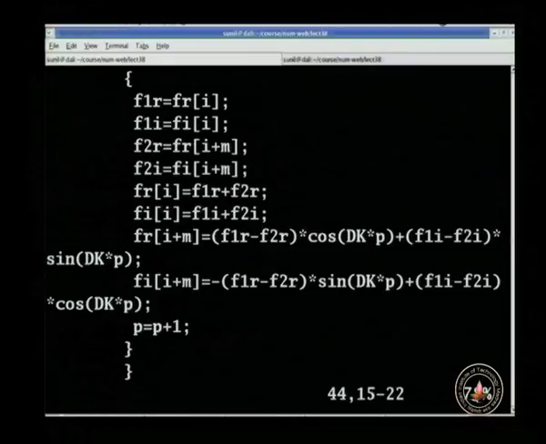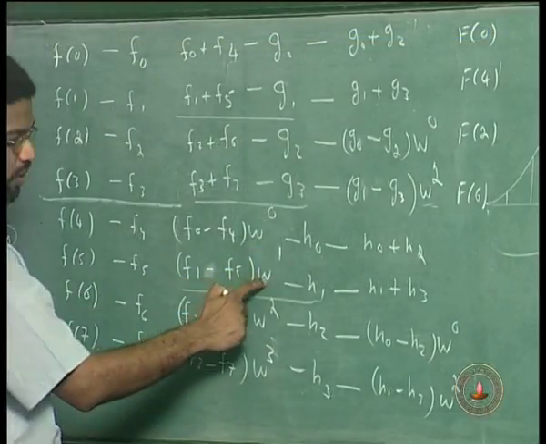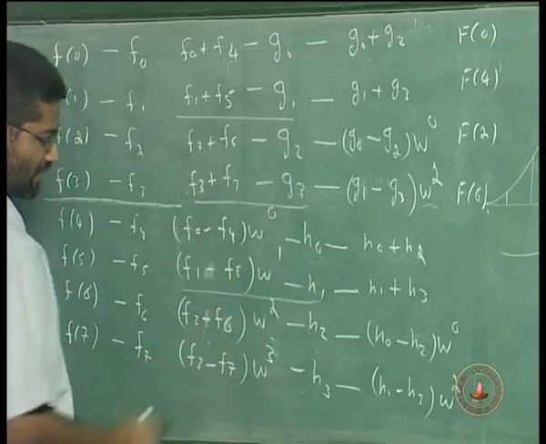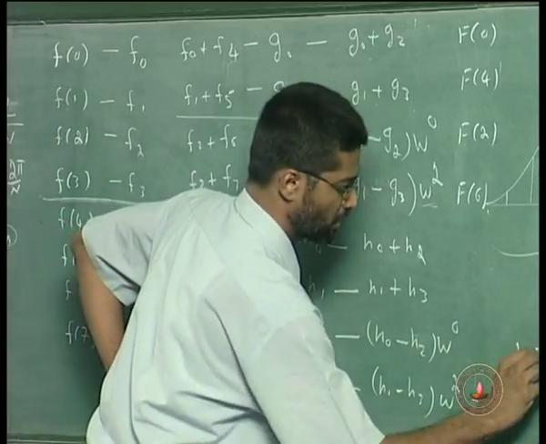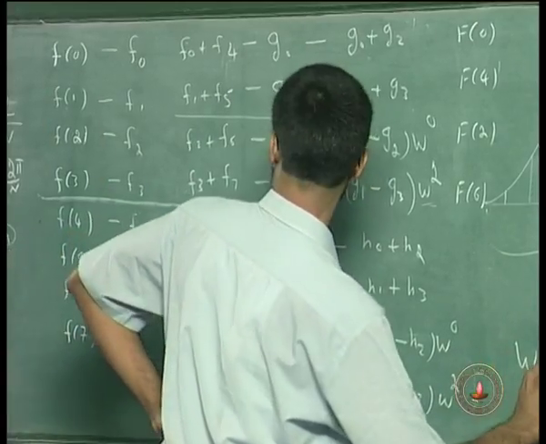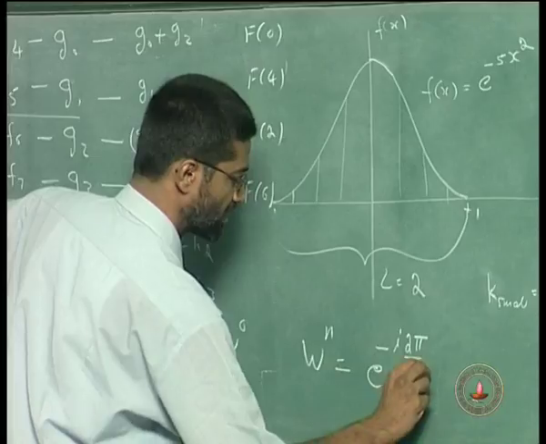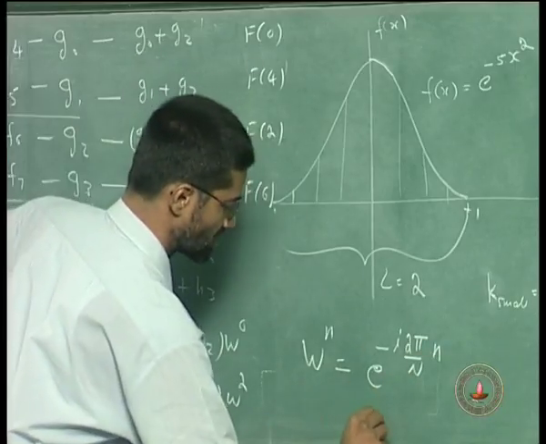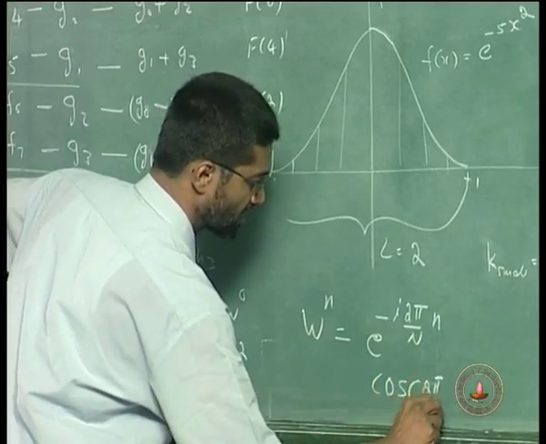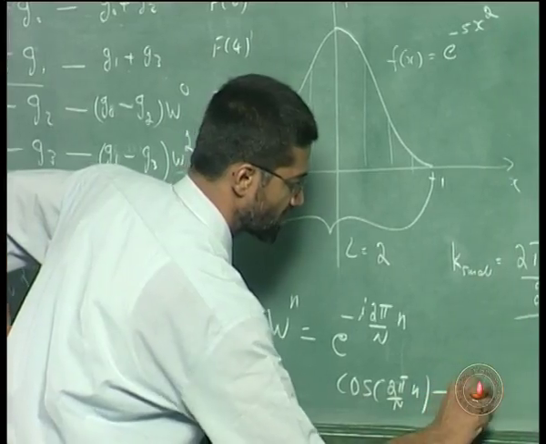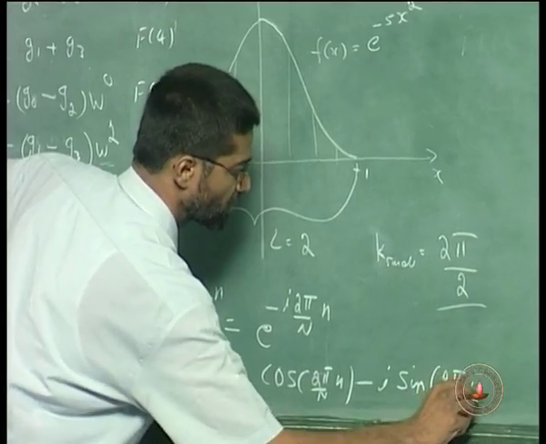So the real part has 2 contributions. One comes from this w to the power 1, which is written as cos minus I sine, right. So remember w to the power n is nothing but e to the power of minus I 2 pi by n into n. So that has 2 parts, that is cos of 2 pi by n into n and minus I sine of 2 pi by n into n.